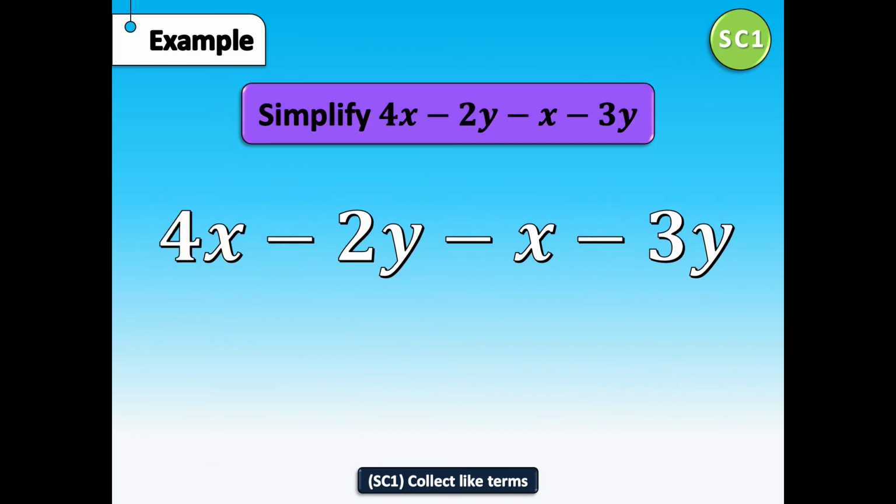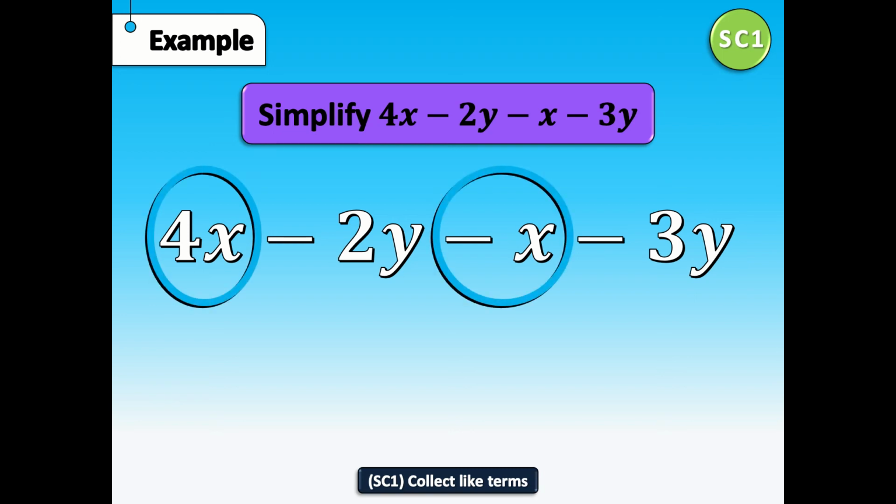This time we want to simplify 4x minus 2y minus x minus 3y. So we circle the like terms, so we start by circling the x's. So we've got 4x and we're taking away an x. So we've got 4x and we take away an x, so we've got 3 x's left.